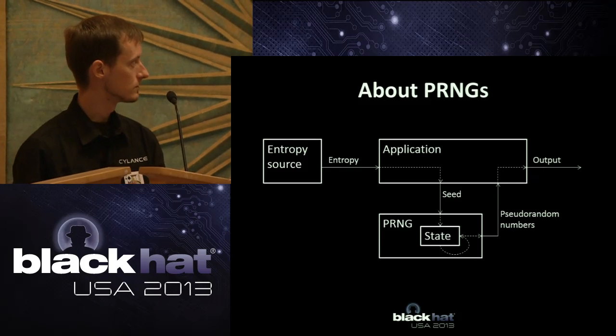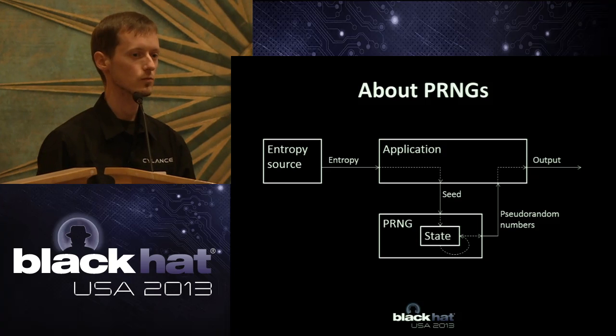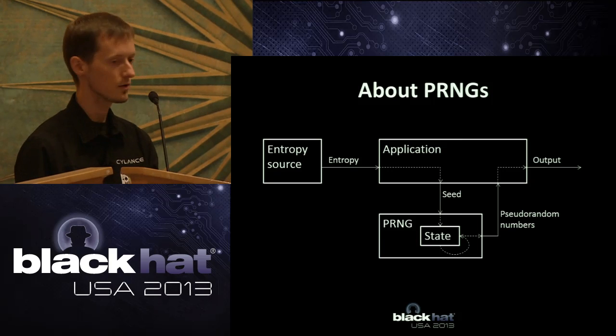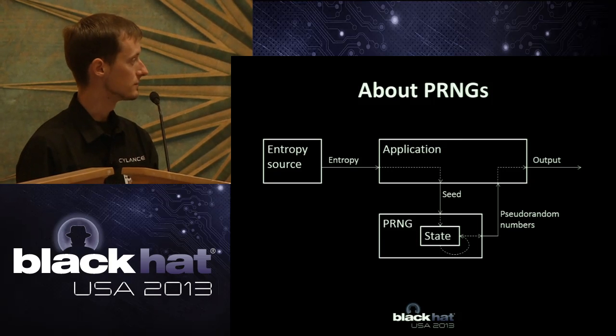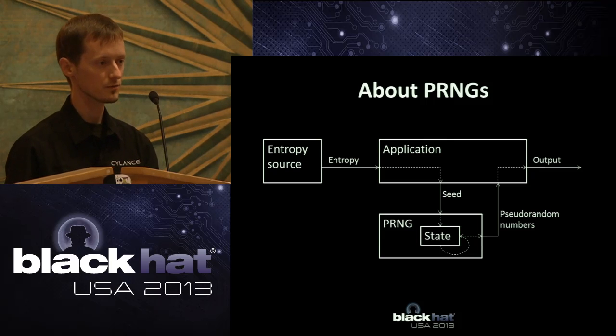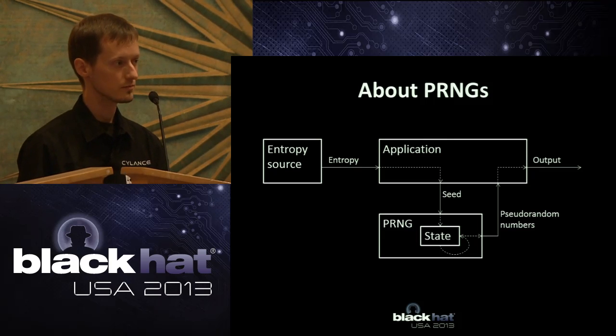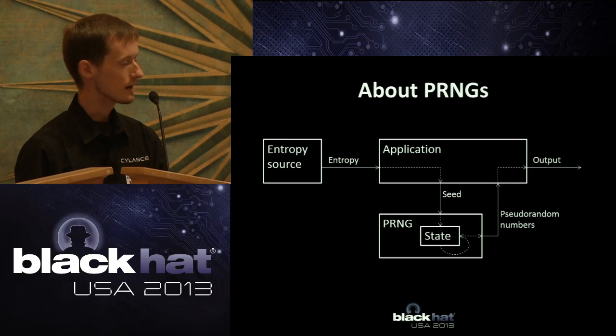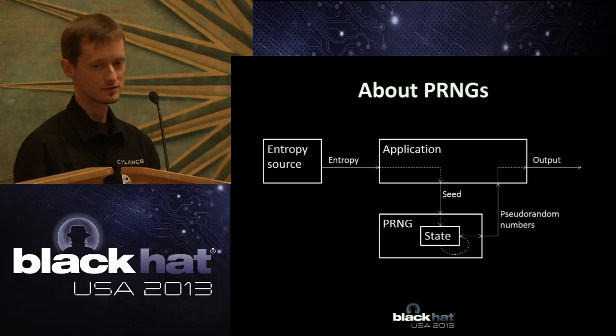This is a general sketch of what we conceptualize a PRNG being and how we consider it being used. It's a component. It has an internal state, which just gets modified. It gets transformed as successive pseudorandom numbers are drawn out of it by the application. This application is just whatever code uses a PRNG. It could be a kernel, it could be a web app, whatever.